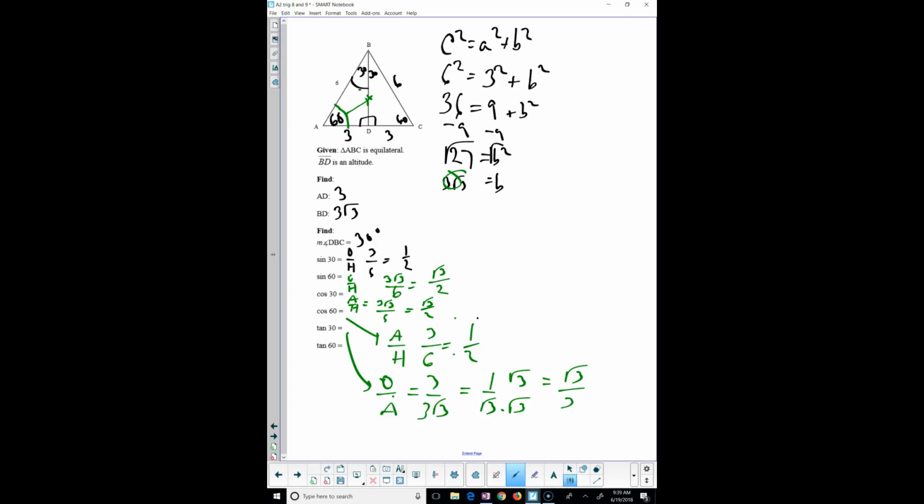And then the last one, for tangent of 60, again, opposite over adjacent. Now we're at the 60. The opposite is what we found, which is that 3 radical 3. And the adjacent, which is 3. Well, now that's radical 3, because those cancel out.